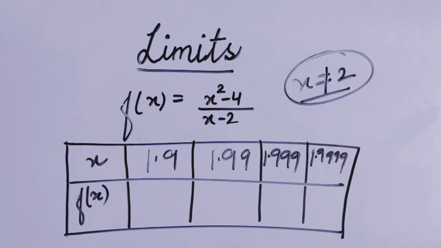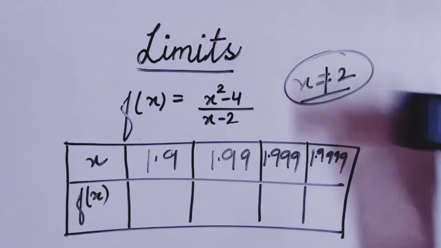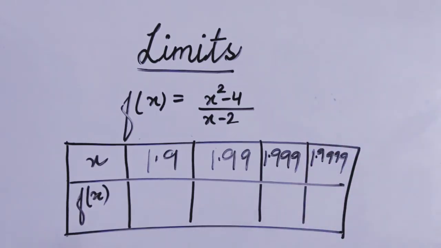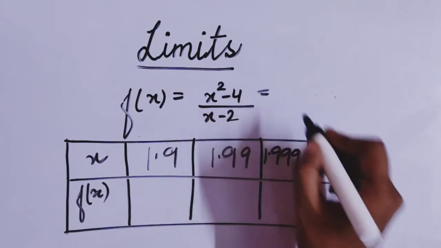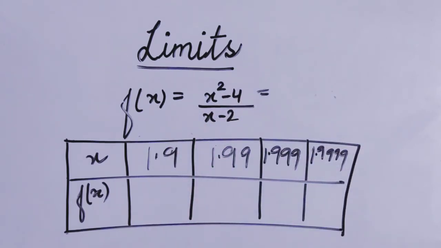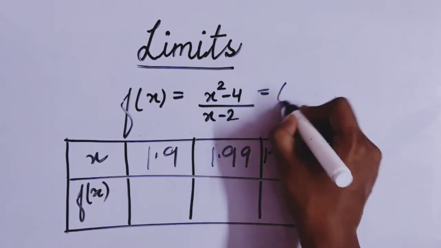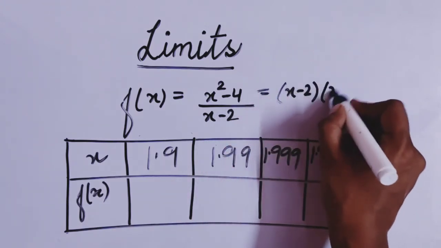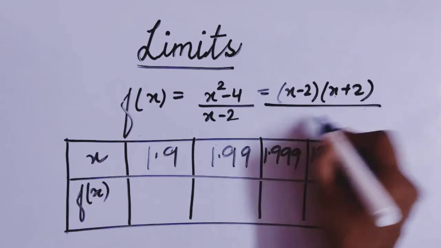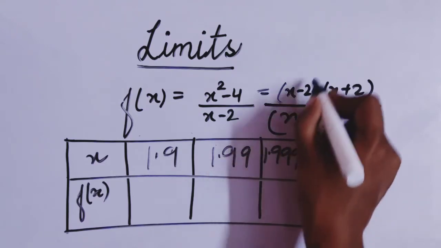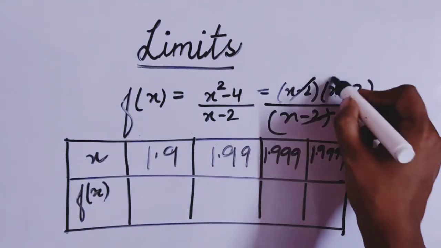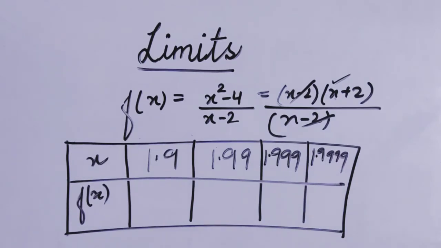So to remove that, what do we do here? Suppose I am doing factorization over here. Then what will I get? I will get a square minus b square, which is equal to a minus b into a plus b. So it will become x minus 2 into x plus 2 divided by x minus 2. So it cancels out. Now we are finding the value, because it is easy to calculate now.